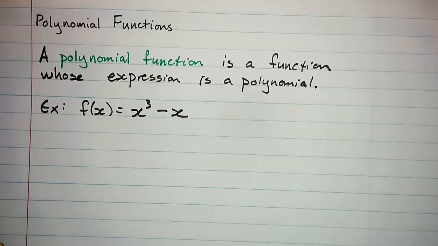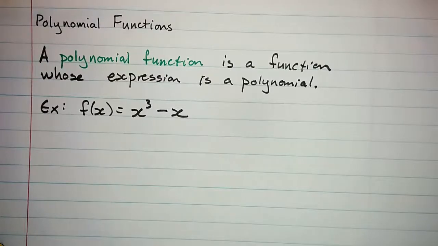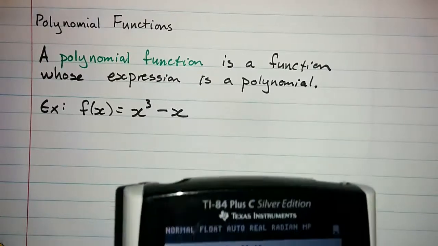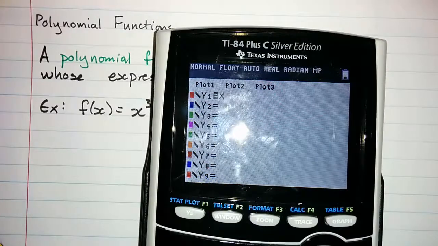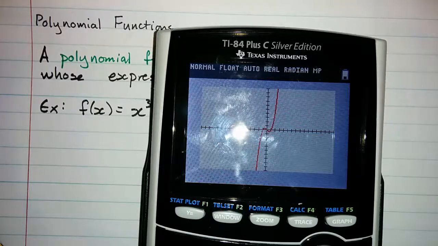What can we say about polynomial functions? For instance, what can we say about this polynomial function? Let's take a look at its graph for a moment. x cubed minus x. Looking at this graph, what fact do you notice about this function?